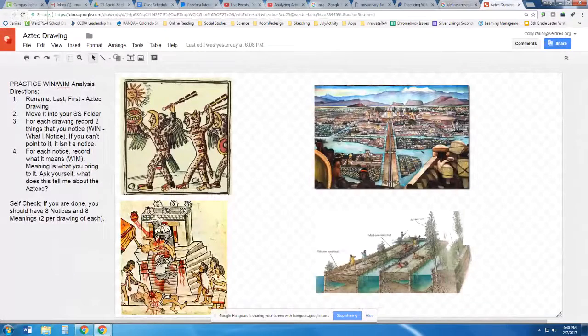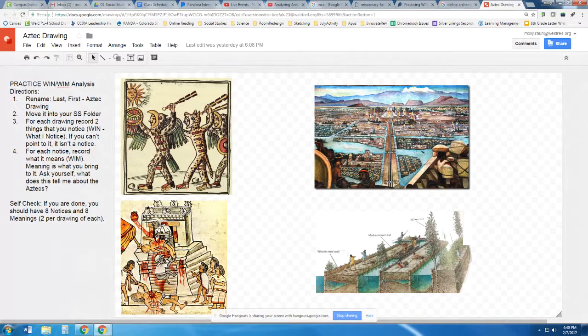So we've got an Aztec drawing here, or rather a couple drawings, modern drawings as well as historical drawings. And so what you guys are going to do is you're going to notice something. So win, what I notice. So I notice this object in his hand. Now you're going to be more specific about that. What is that object? You guys have some background knowledge. This is not an unfamiliar object. You've learned about it before.